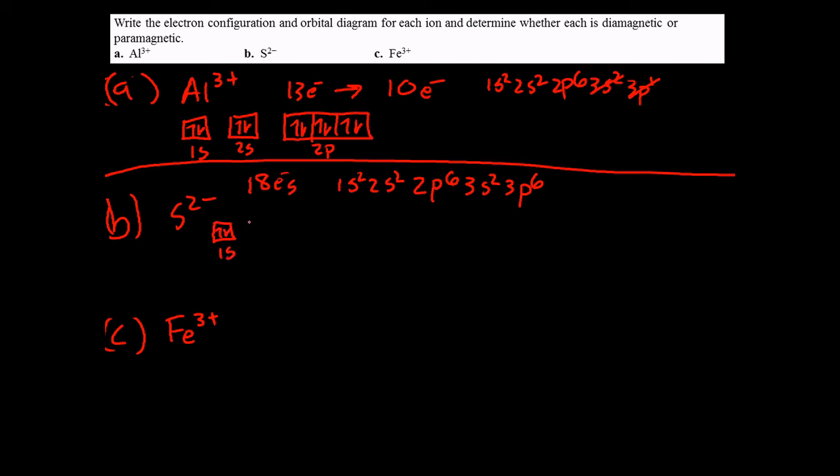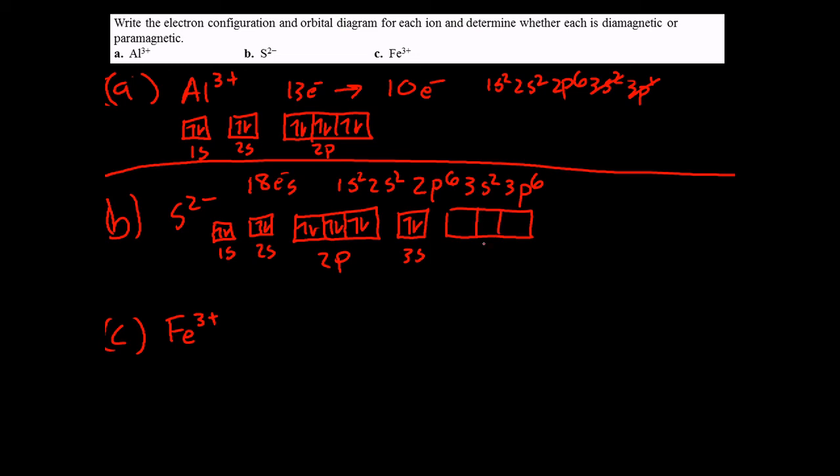So then the orbital diagram is 1s, 2s, 2p, 3s, and then the 3p is also completely full. Alright, so then the last one here.